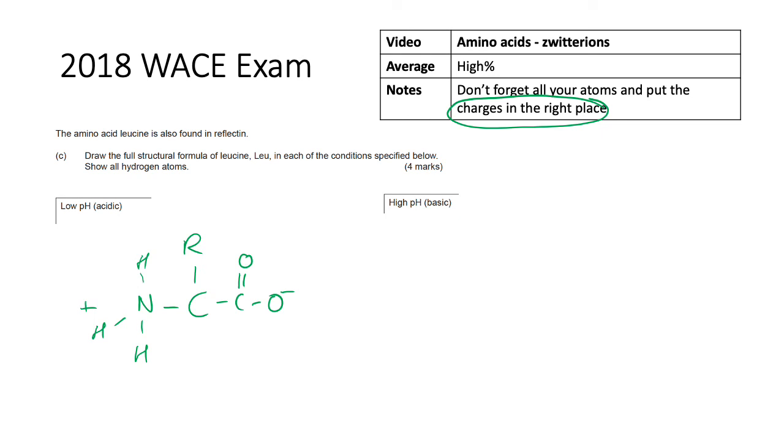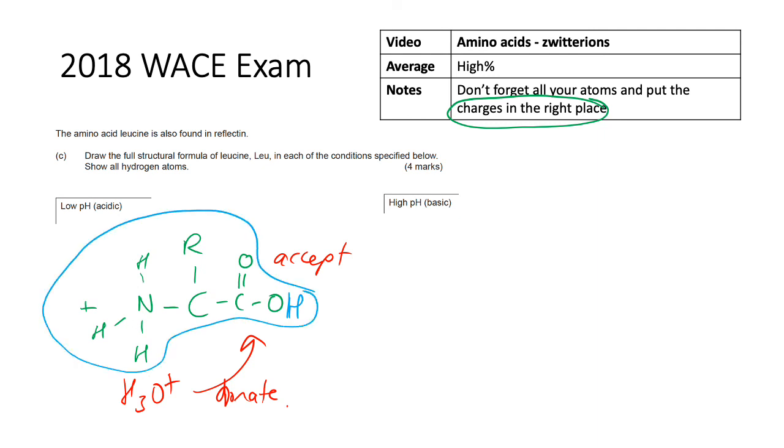Now, it's in low pH, which means there are lots of H3O+ floating around, which means it's going to donate a proton to this Zwitterion, and this is going to accept that proton. So therefore, you're going to draw something with that extra H there. So that is what you should have drawn.